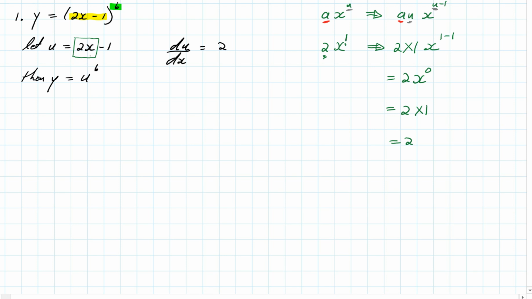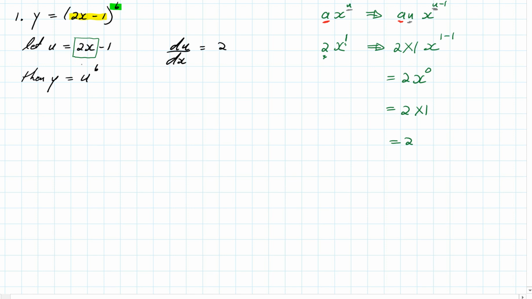And then when we come to the minus 1, you should know by now as well that the derivative of a constant is 0. So it just disappears. The minus 1 just disappeared. You don't write 0. Please don't write 0. Now we look at this one.